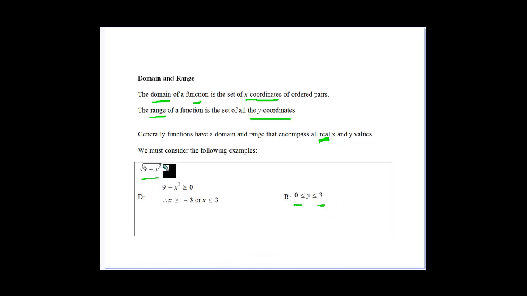And that's where, just by inspection, we're looking at that and saying the square root of 9 minus x squared depends on the x values we get, and then the y values will follow from that.